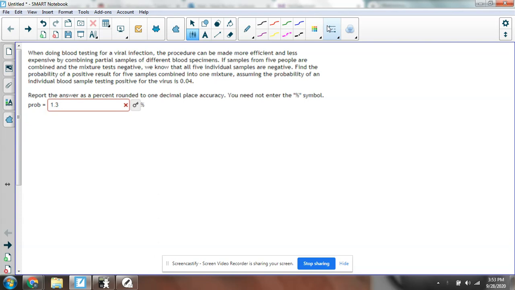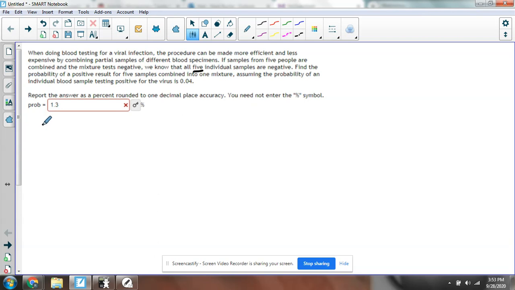Assuming the probability of an individual blood sample testing positive is 0.04. So in order for there to be a positive test result, that means at least one of the 5 people in this group has to test positive. So there can be 1 positive result, or 2, or 3, or 4, or 5. So you can find the probability of all of those possibilities, 1, 2, 3, 4, 5. I'm sorry, all 5 of those possibilities.